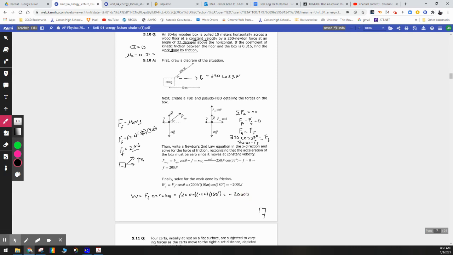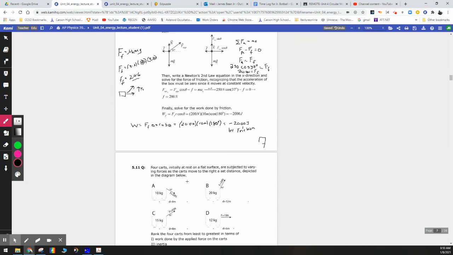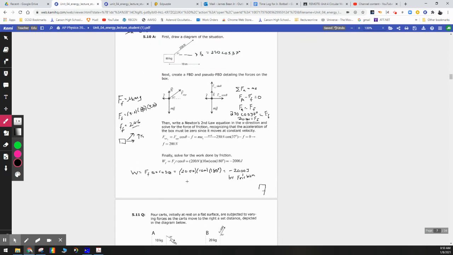So this is the work done by friction, not by you, but done by friction. We've got to be very careful of what we're talking about here. By friction. All right. Go ahead and think about that for a minute, and if you need more questions, let me know.